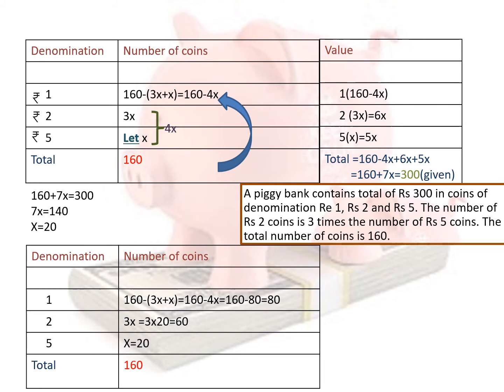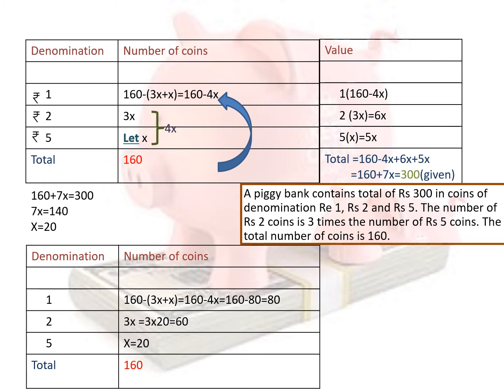Now what will be left? Total coins were 160 in number. So we will be having 160 minus 4x number of coins for rupees 1. Now the value. Value means we have to multiply the amount and the number of coins. So rupees 1 into 160 minus 4x will be the value for rupees 1 coins. 3x into 2 will be 6x, which will be the value for rupees 2 coins. Similarly for rupees 5 coins we will have the value 5x.